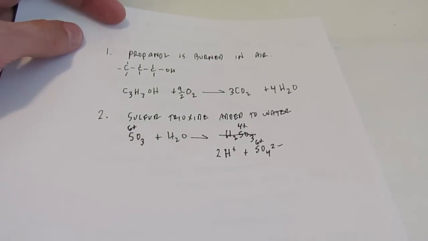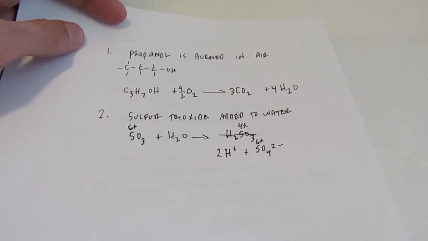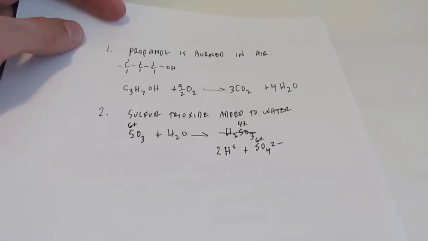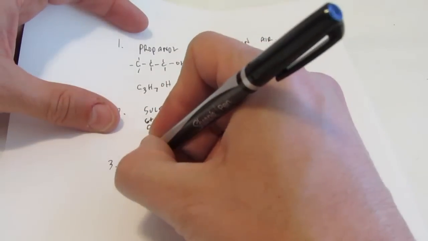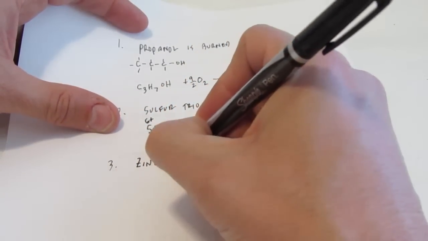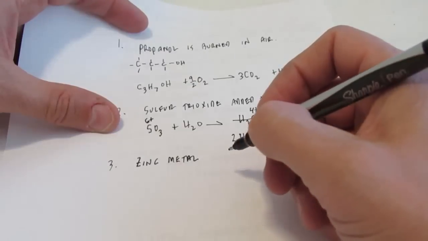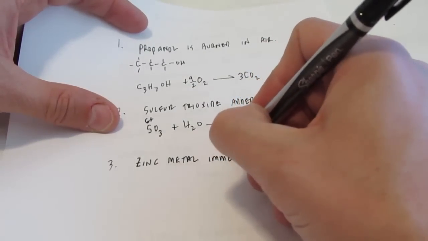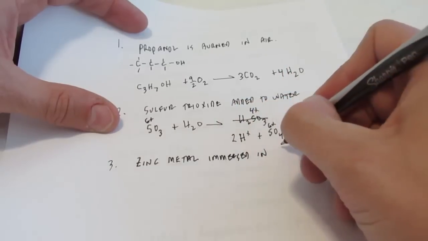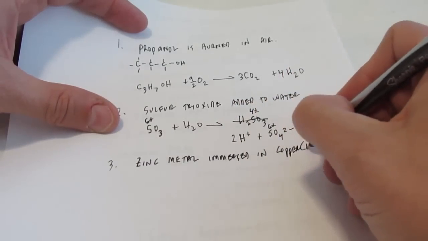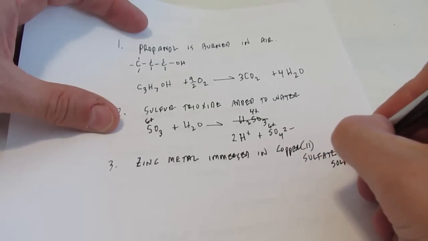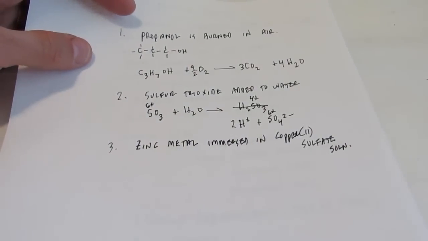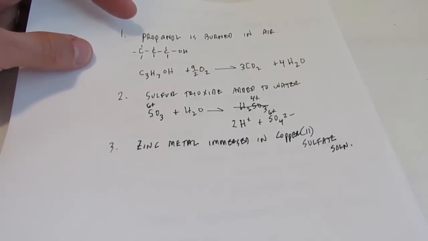And once again, a good question might be, what is the oxidation number of sulfur both before and after the reaction? Okay, let's try this one. Let's say we take a bar of zinc metal. They'll usually say a bar of zinc metal or something like that. And it's immersed in a copper 2 sulfate solution. I'm just going to abbreviate this here. So we have a bar of zinc, and it's immersed in a solution of copper 2 sulfate.